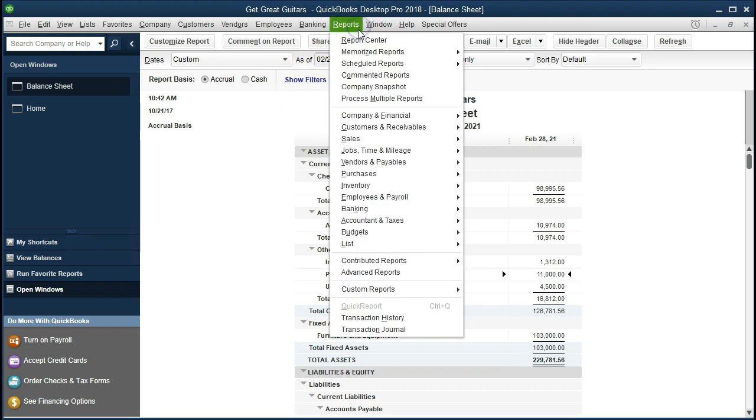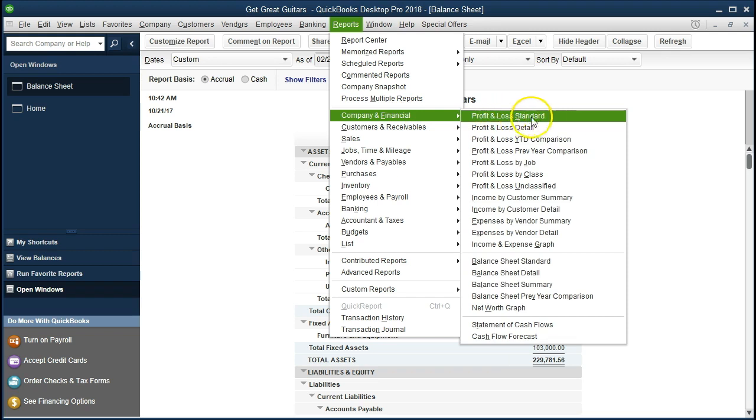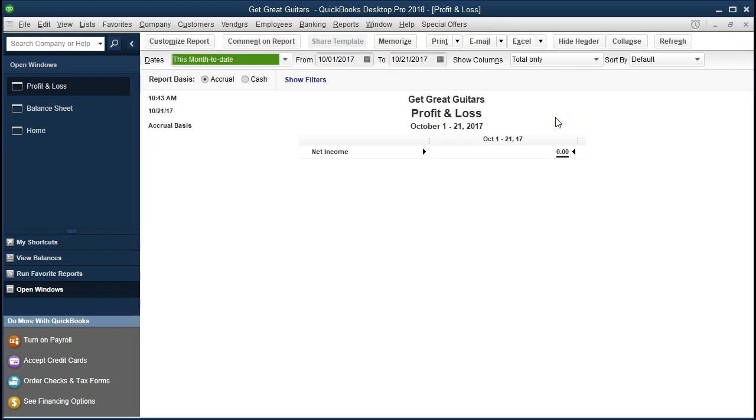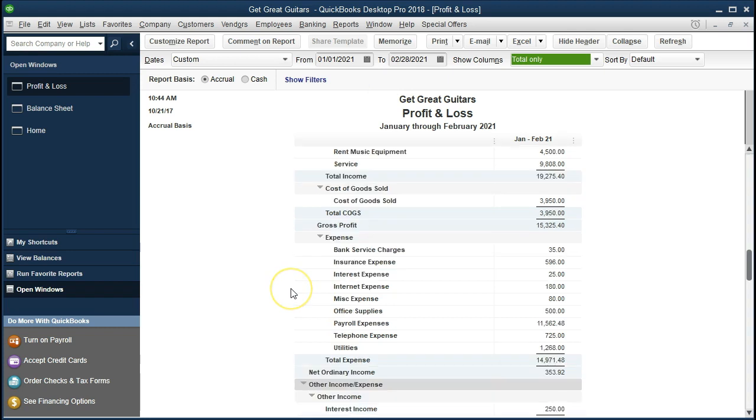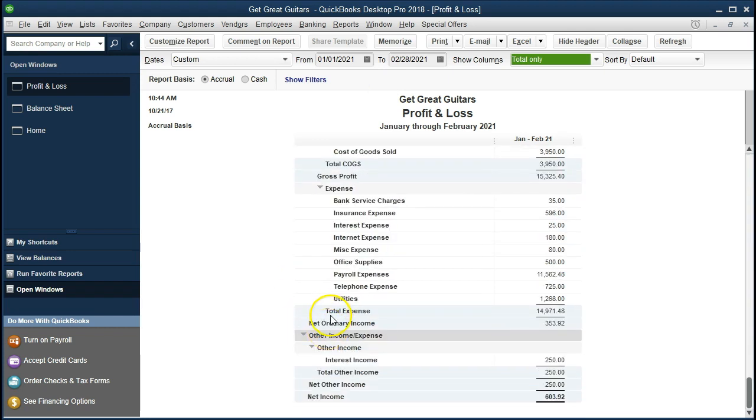So if we go to reports up top, we go to company and financial, and we go to profit and loss standard. We can change the date range from 01/01/21 to 02/28/21. So January 1st, 2021 to February 28th, 2021. Now you can imagine what would happen if we put that $11,000 as an expense here. It's currently on the books as an asset. If we put it as an expense specifically in the month of January for $11,000, we would then show not income but a loss for that time period because of that $11,000.